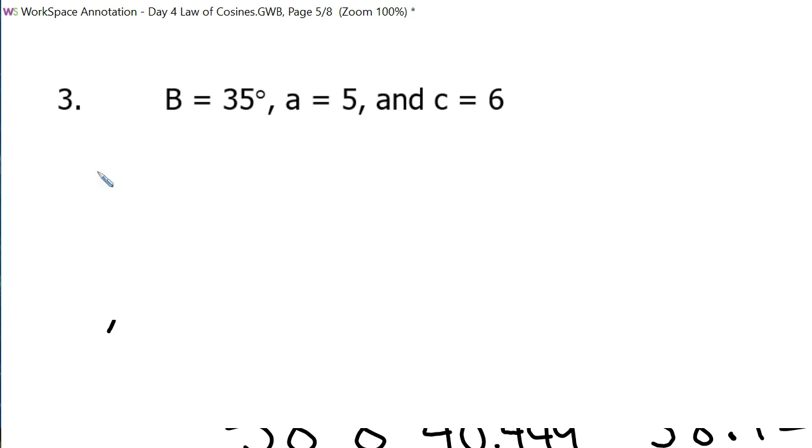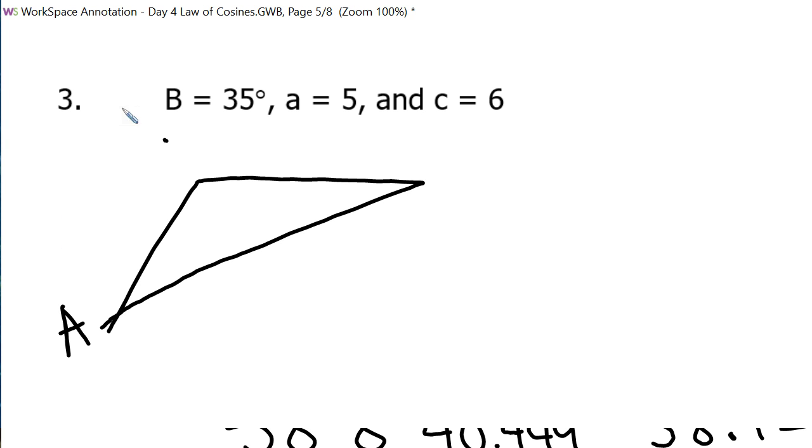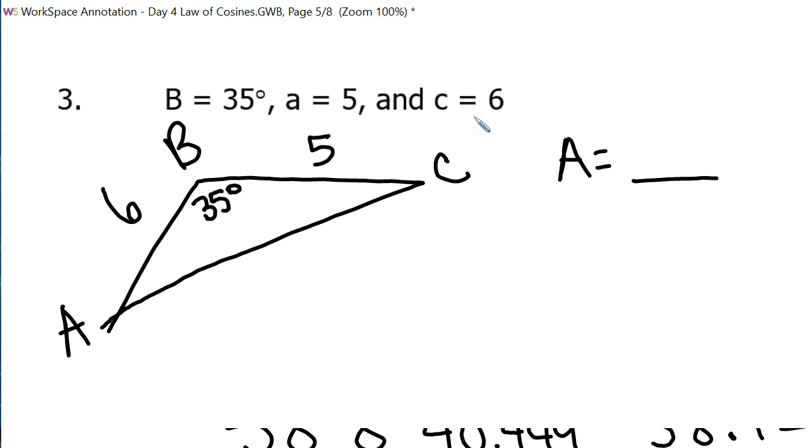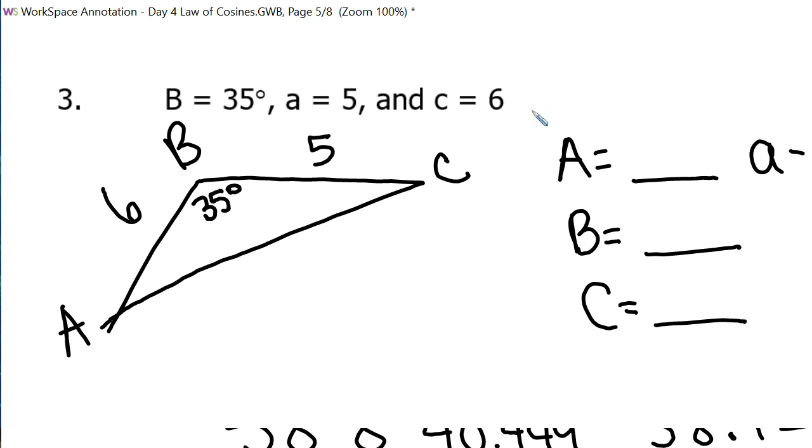Number 3. Here we go. Draw your diagram. Here's A, here's B, here's C. Angle B is 35 degrees. Side A is 5. Side C is 6. Fill in what we're given.